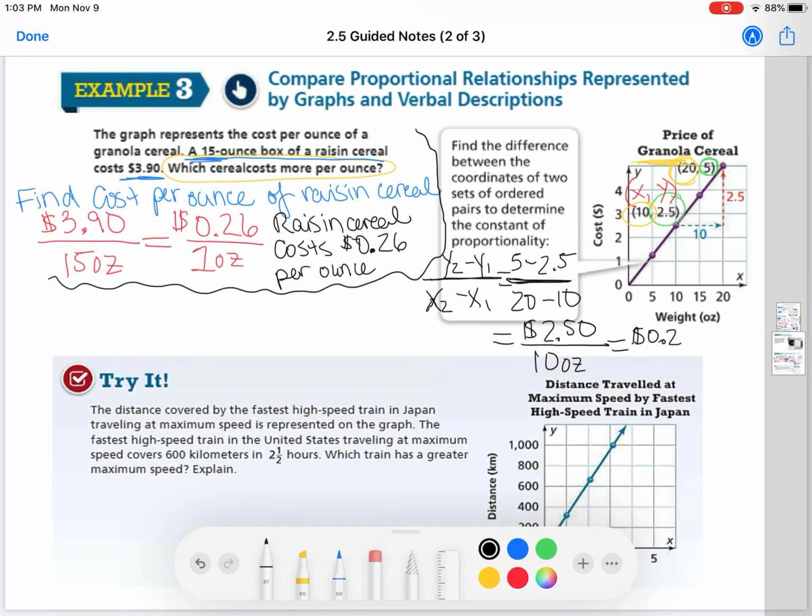And that will give you 0.25 over 1 ounce. So what this is saying is, I'm going to write it over here where I have a little bit of room over to the left. The granola cost 25 cents per ounce.